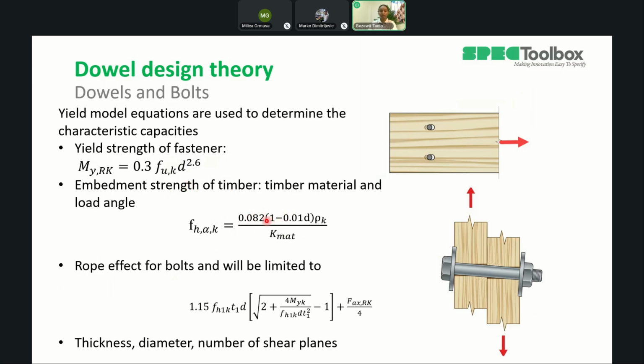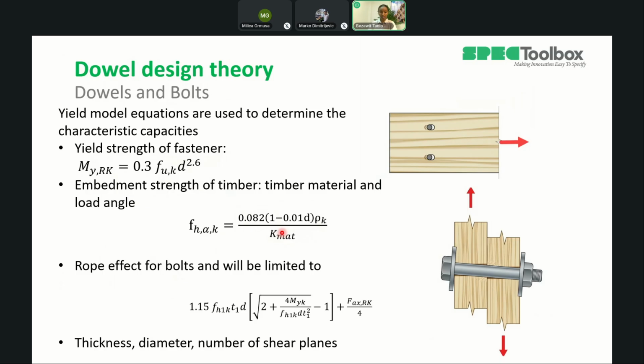This is slightly different in the two codes, but it's more or less the same. We have this top part, and then we have a modification factor for material and load angle. In this formula, you can see that we have rho k, which is the characteristic density of the timber, so this depends on the timber material. We also have the k_mod factor, which depends on the load, and k_mat, which depends again on the type of timber material.